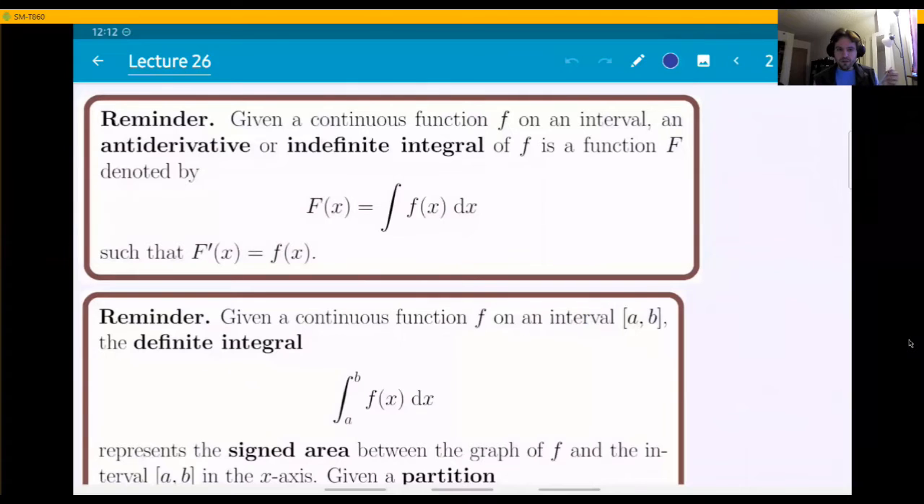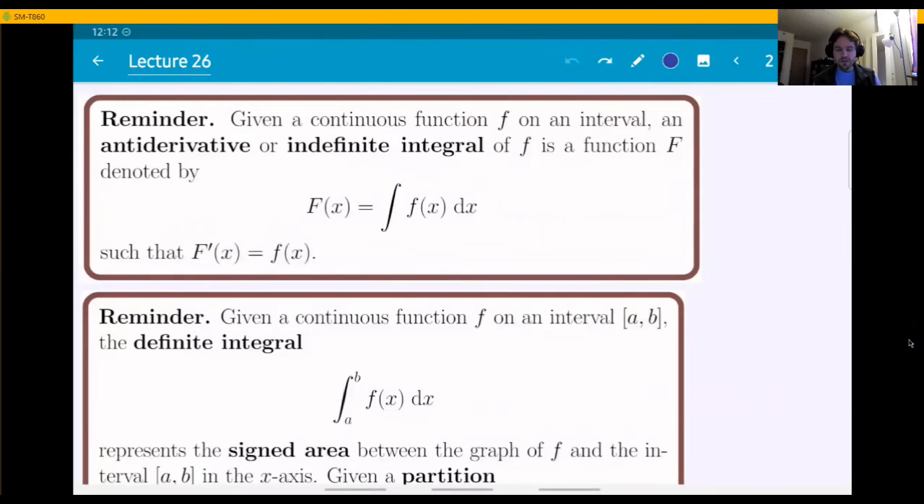So let's just briefly recap some important things that we've been talking about lately. We've talked about this one first, the indefinite integrals. So given a continuous function little f, an antiderivative, also called indefinite integral of little f. By definition, what is that? It is a function big F whose derivative is little f. And we denote it using this particular symbol here called the indefinite integral. It's an integral without any numbers here.